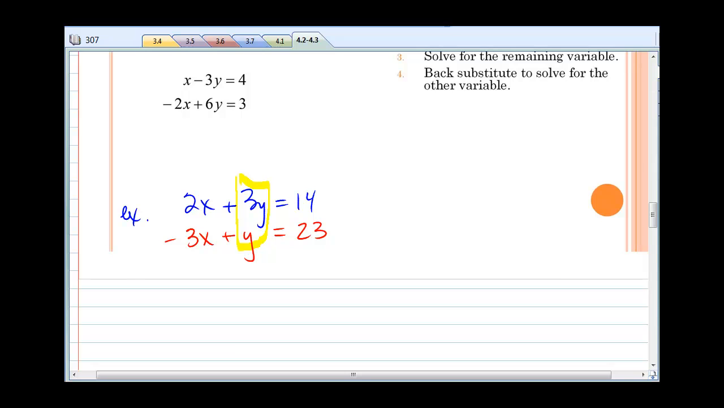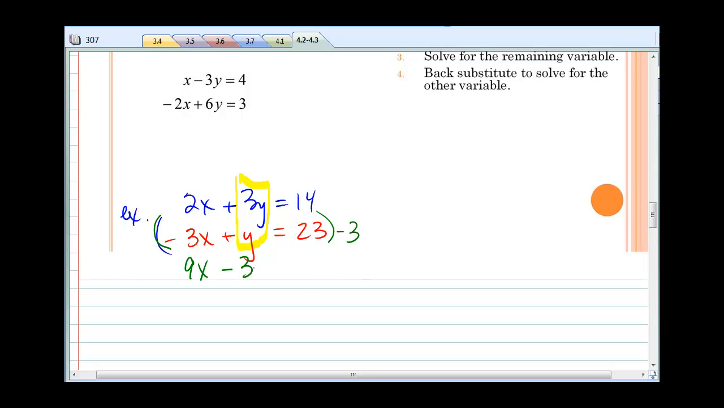So I need to think to myself, how do I add these two together to get 0? 3 plus what gives me 0? Well, I should hopefully be saying to myself that 3 plus a negative 3 gives me a 0. And that's how I know what to multiply my second equation by. I'm going to multiply my second equation by a negative 3.